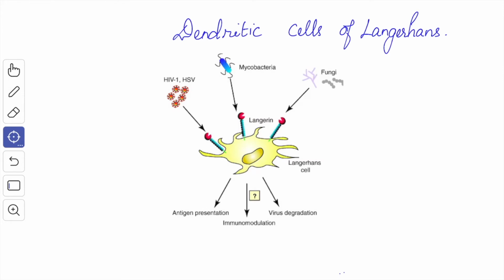The next cells we'll see are the dendritic cells of Langerhans. Apart from the keratinocytes and the dendritic melanocytes, the stratum spinosum also contains other dendritic cells that are quite different in function from the melanocytes. So these are called dendritic cells of Langerhans. These cells are also found in oral mucosa, vagina and thymus.